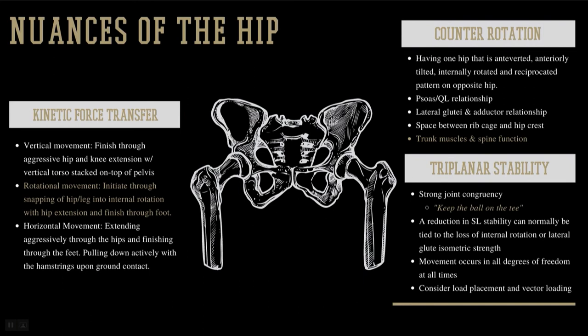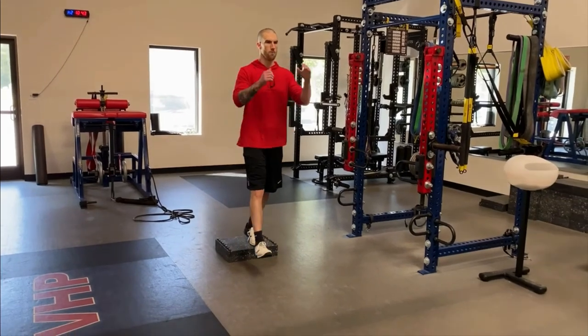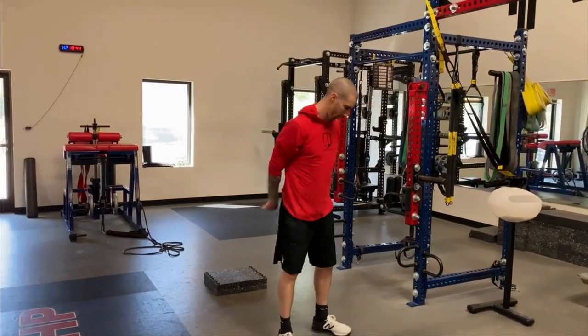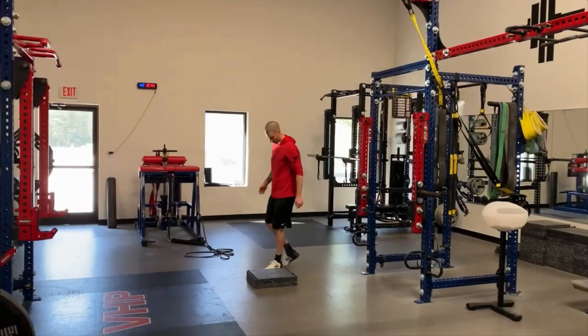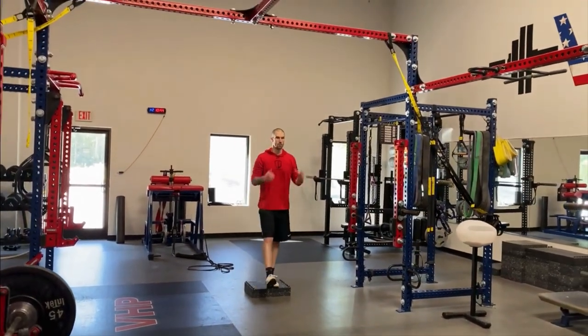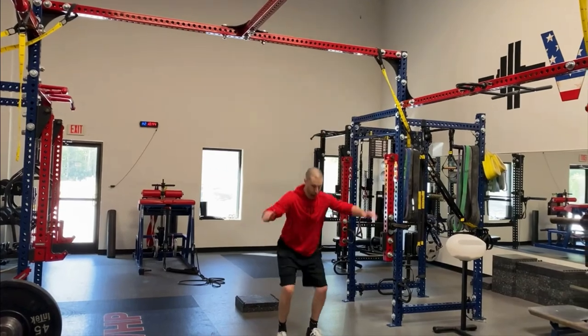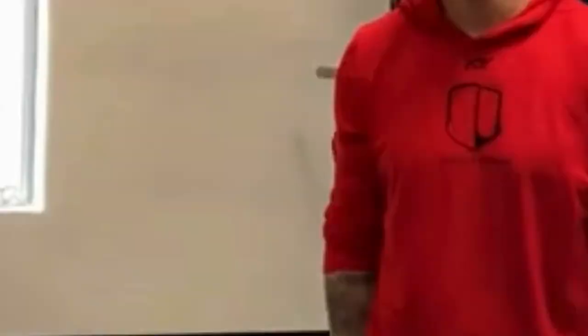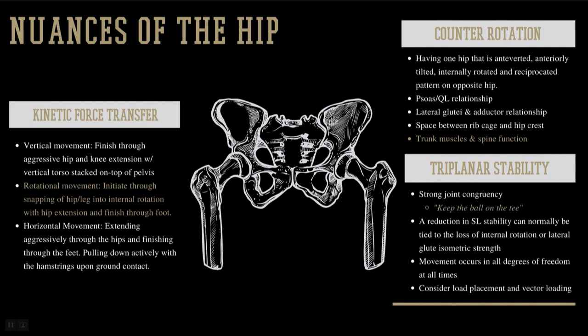For our nuances, the first one I wanted to address here is our kinetic force transfer. So if we break this up into vertical, rotational, and horizontal based movements, we have some major cueing or some major sequencing that we want to see. For the vertical movements, we want to make sure that we are finishing aggressively through hip and knee extension with the vertical torso stacked on top of the pelvis. The more we deviate front to back or left to right with vertical based movement, the more we have to overcome to achieve less. So the positioning here is really going to be key above and below the joint, and then the actions are going to take care of themselves if we get the athletes in the right positions.